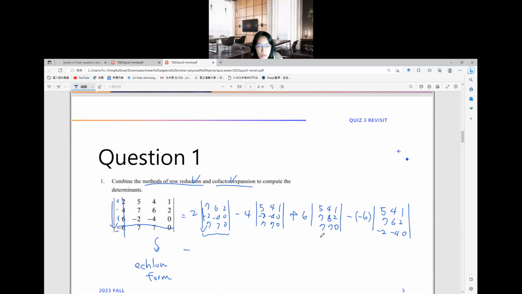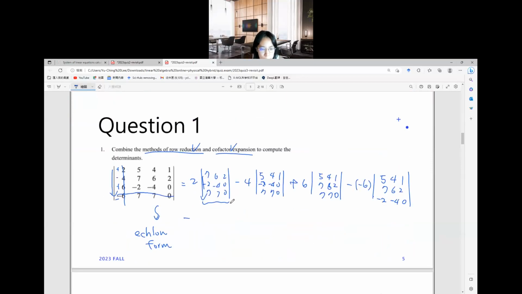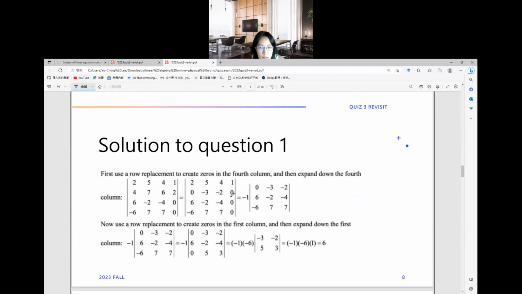continue to use the cofactor expansion, like to expand this 3 by 3. There are 4, 1, 2, 3, 4 3 by 3 matrices, and then you can compute the determinant of them separately. Or you can go ahead and reduce the matrix to echelon form, and then use the method of row reduction all the time. And either one will work, but it takes more time. So the suggested solution is a very efficient way because it takes advantage of both row replacement and the cofactor expansion. So here's the suggestion.